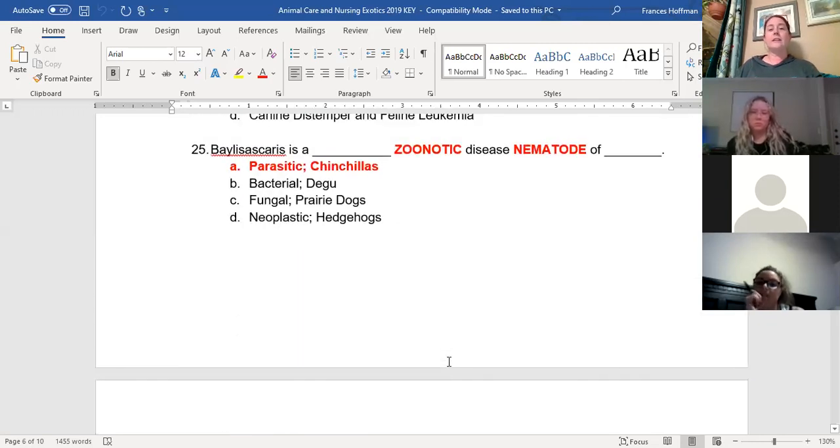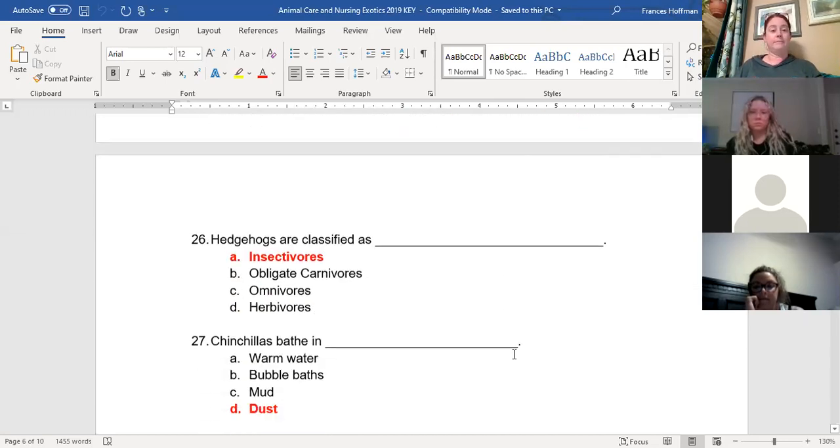Baylisascaris is going to be a parasitic zoonotic nematode of chinchillas. It can be in any of our small rodents and mammals, and is often picked up through contaminated feed.